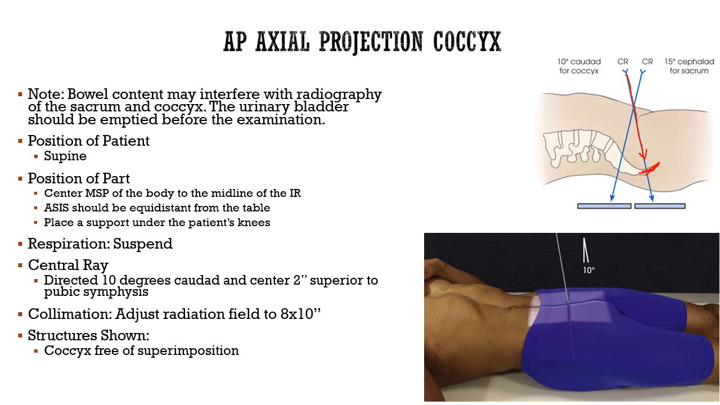We're going to center the midsagittal plane of the body to the midline of the image receptor. The ASISs should be equidistant from the table, and we're going to put a support under the patient's knees. We're going to suspend respiration. The central ray should be directed 10 degrees caudad and centered 2 inches superior to the pubic symphysis. We're going to adjust the radiation field to an 8 by 10, and the coccyx should be free of superimposition with no foreshortening.